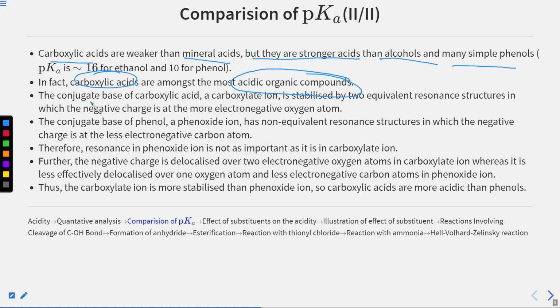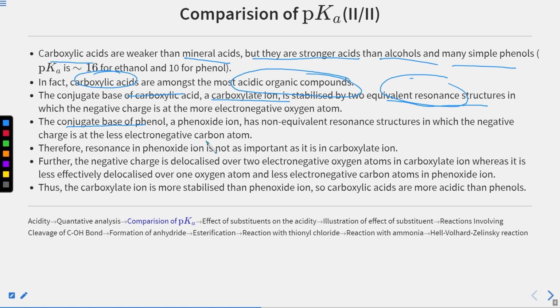And why is it so? We have discussed this, so we are basically summarizing it all. The conjugate base of carboxylic acid, the carboxylate ion, is stabilized by two equivalent resonance structures. We have seen those. Now if you talk about the conjugate base of phenol, the first problem with it is that the negative charge resides on carbon as well as on oxygen, whereas in the carboxylate ion, the negative charge only resides on oxygen. So due to this reason, the carboxylate ion is stable. So first is the equivalent resonance, the major contributing factor.